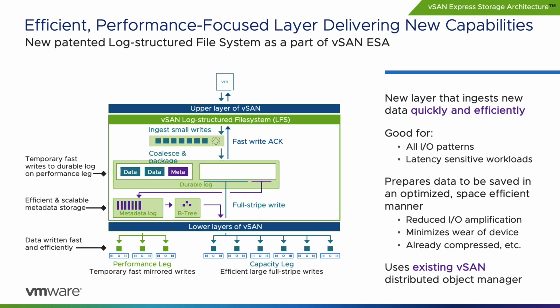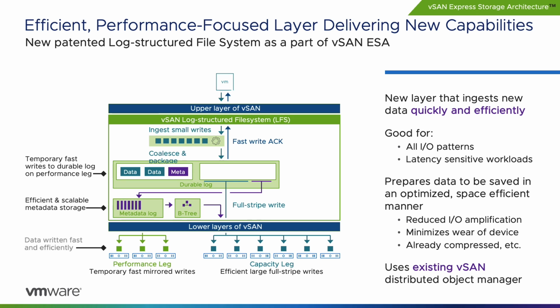As new data accumulates in the durable log, the data payload from the previous log entries will be written to a portion of the object data structure known as the capacity leg. This will be in the form of an aligned full stripe write using RAID 6 erasure coding, the most efficient way to write data resiliently.